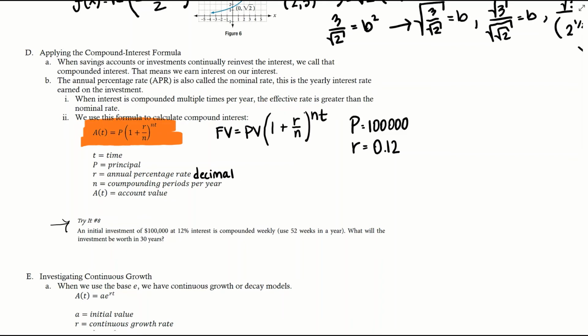Later, when you get into things, you'll find out that for some purposes a year isn't quite a year, but we're not going to worry about that right now. That is why it says use 52 weeks in a year. So it is compounded weekly, and the number of times it is compounded is 52 times in 1 year. And they want to know what it will be worth at the end of 30 years.